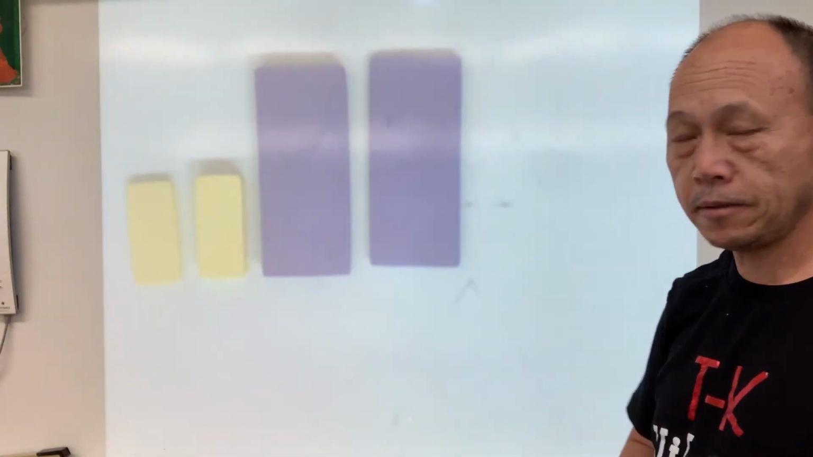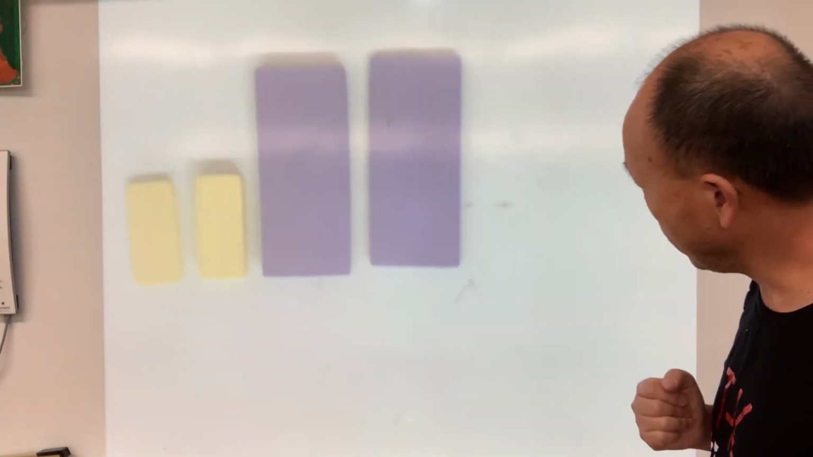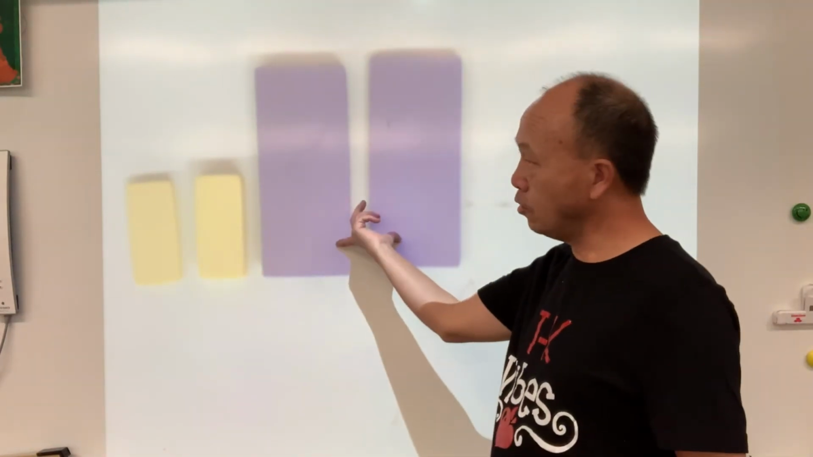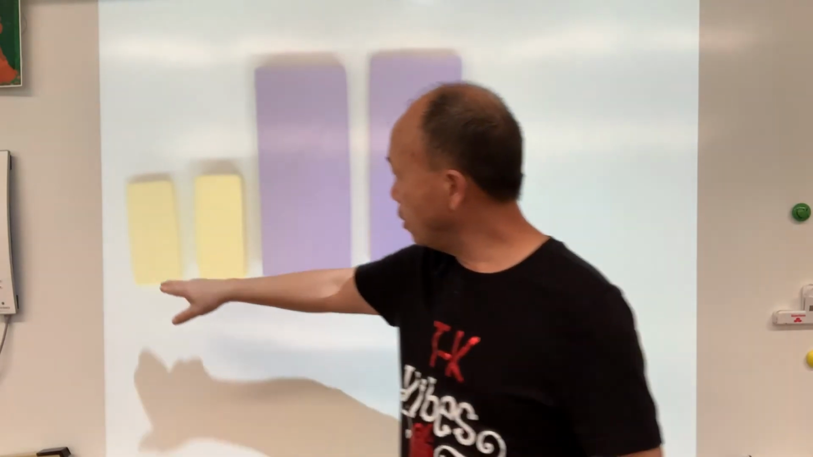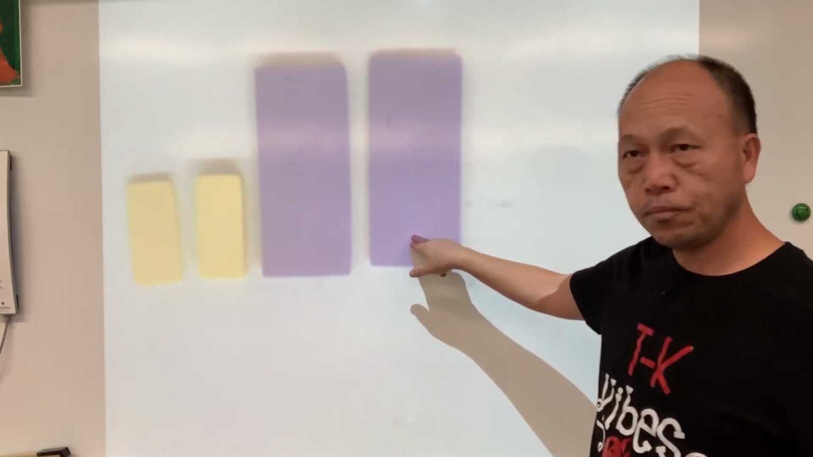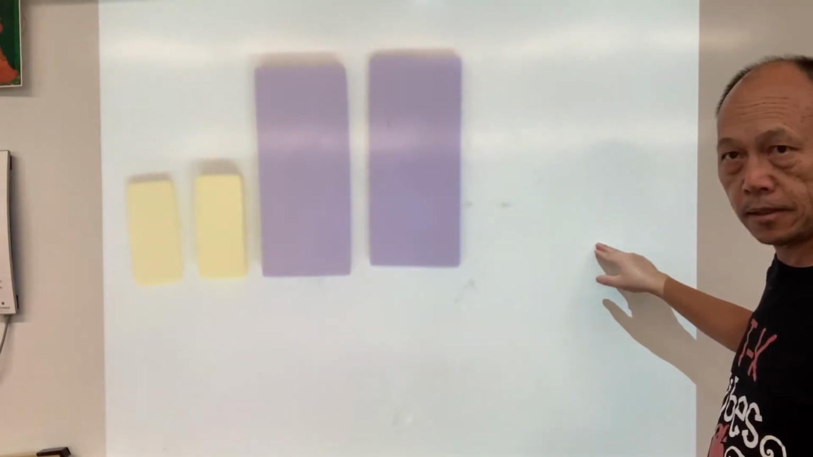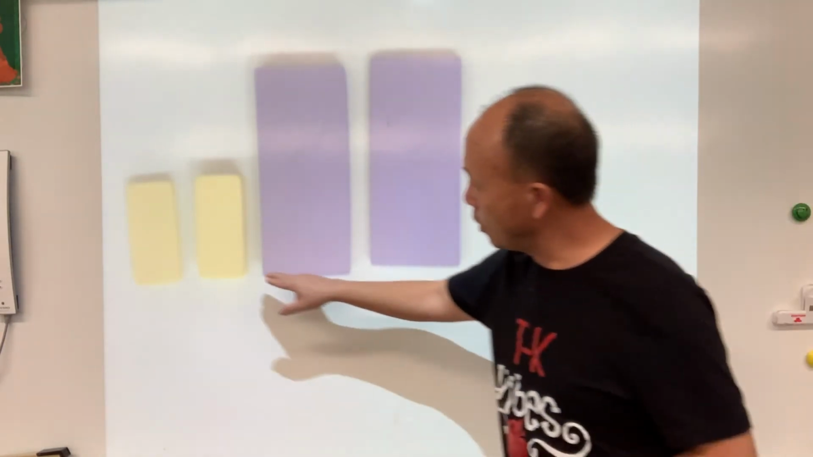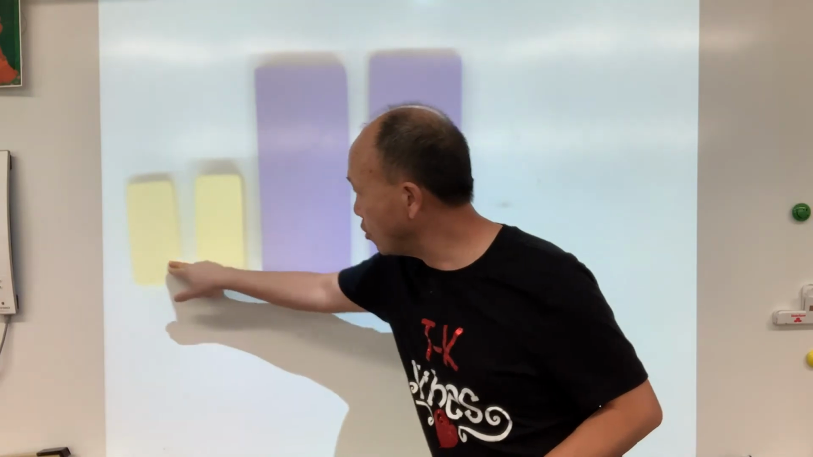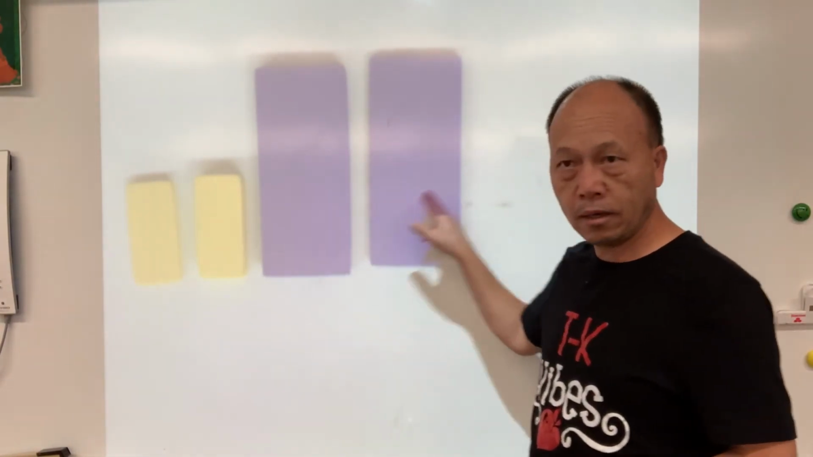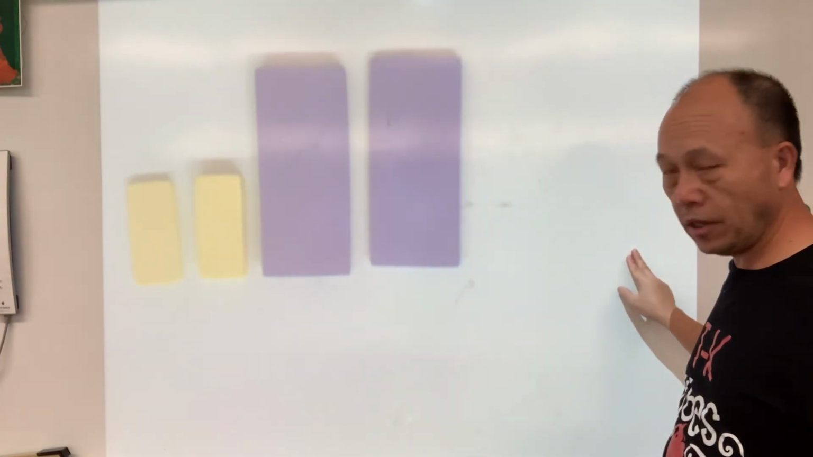Now let's trick you. How about this pattern? How do you read this? Two small, two big. Or yellow, yellow, blue, blue. What will go next? Is it going to be two more yellow, two more small yellow rectangles? Or is it going to be two big blue rectangles over here?